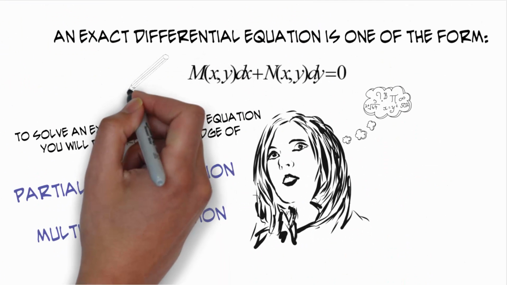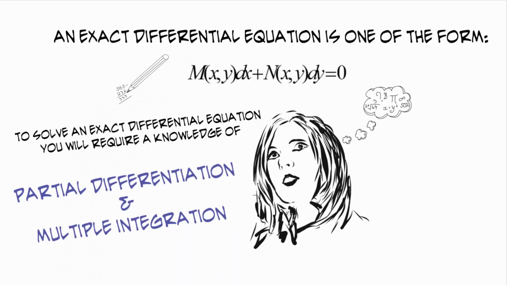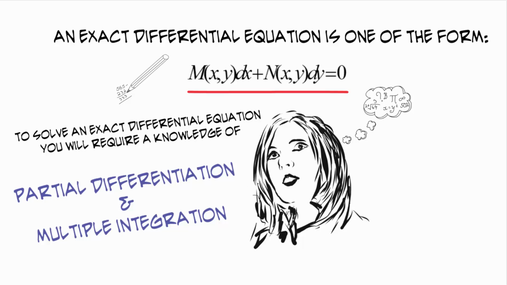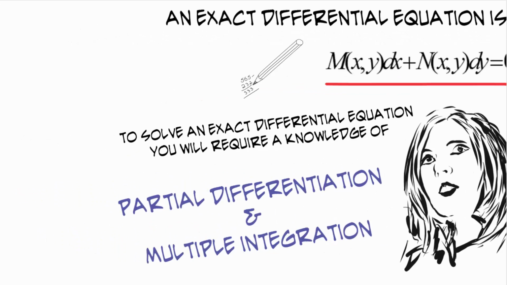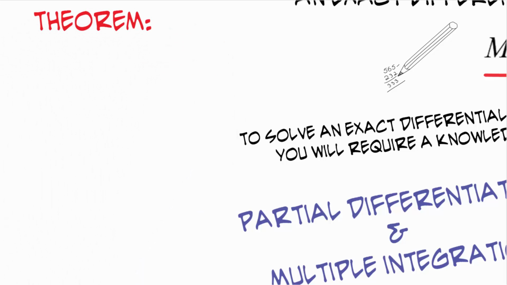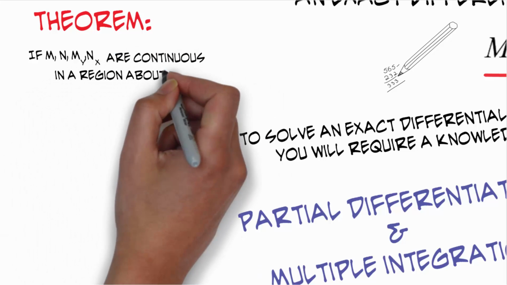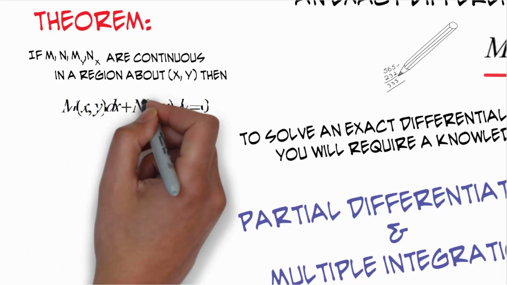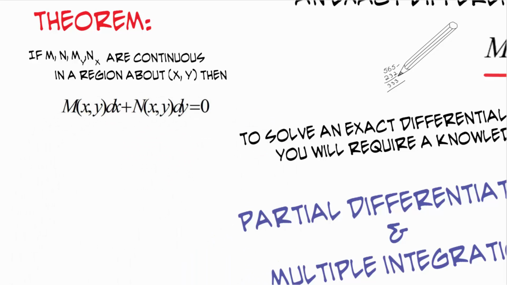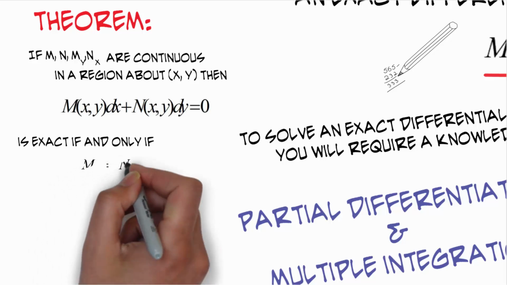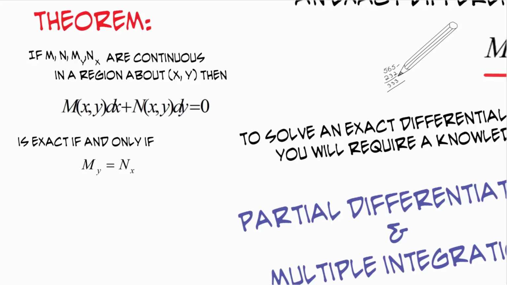We now illustrate a method for solving an exact equation. Recall that an exact differential equation is in the following form: M(x,y) dx plus N(x,y) dy equals 0. Theorem: if M, N, the partial of M with respect to y, and the partial of N with respect to x are continuous in the region about x and y, then M(x,y) dx plus N(x,y) dy equals 0 is exact if and only if the partial of M with respect to y equals the partial of N with respect to x.